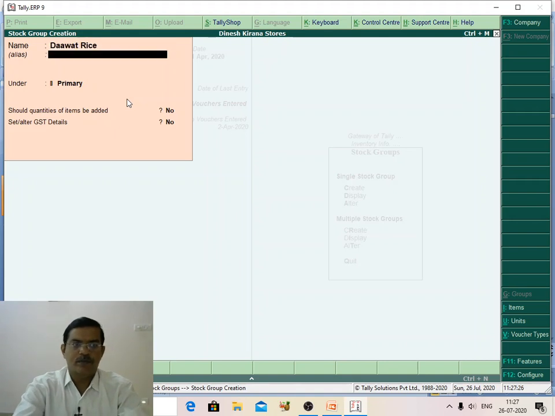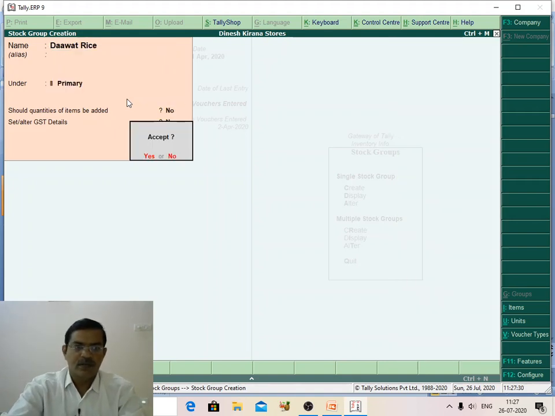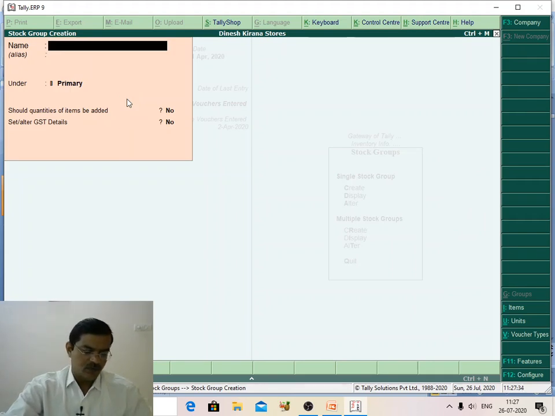Daawat Rice, my stock group, and it is primary only. Now I created one stock group in the name of Daawat. Next I am going to create one more, Gold Drop. Gold Drop stock group is also primary only.